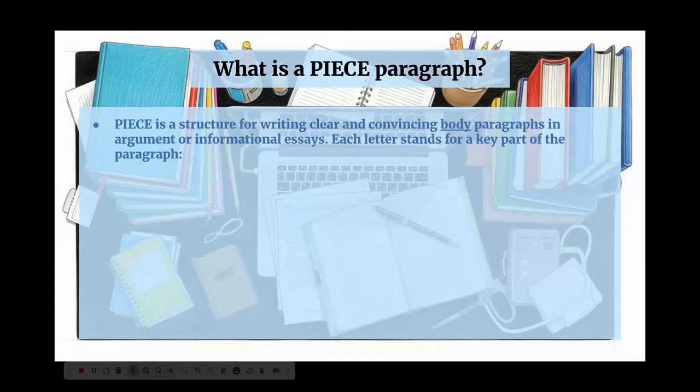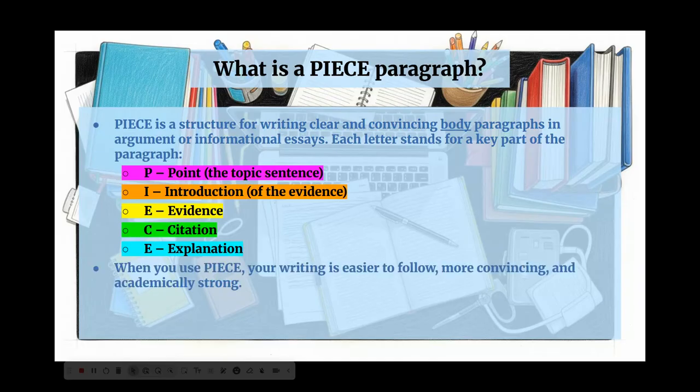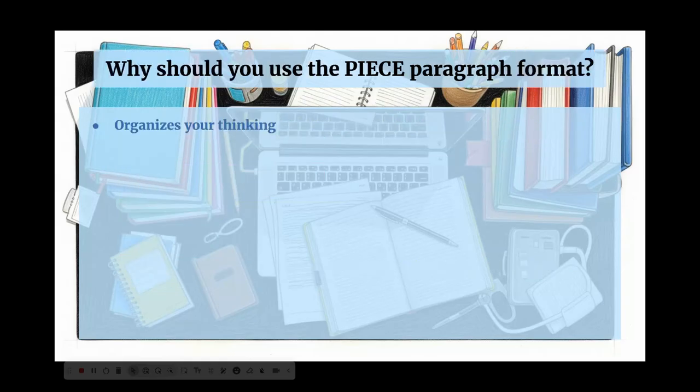So, the PIECE paragraph is just a structure for clear writing and convincing body paragraphs in any type of essay. Each letter stands for a key part of the paragraph, which we talked about earlier. The P for the point, the topic sentence, I, introducing the evidence, E, the actual evidence, C, the citation, and E, explaining how it all works together. When you use PIECE, your writing is easier to follow, more convincing, and academically strong.